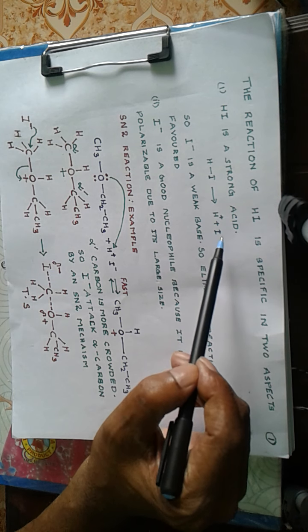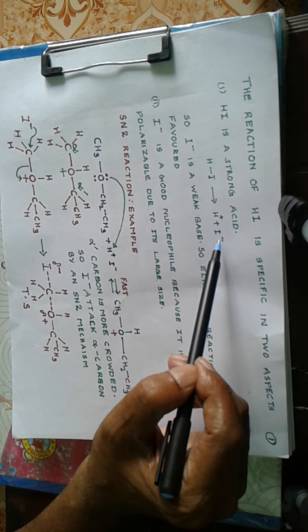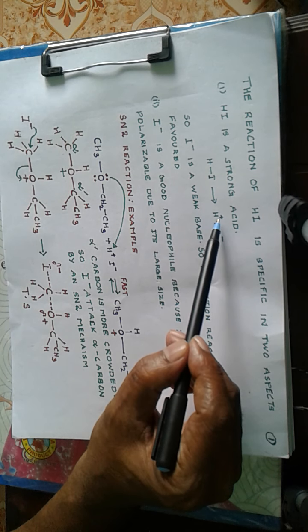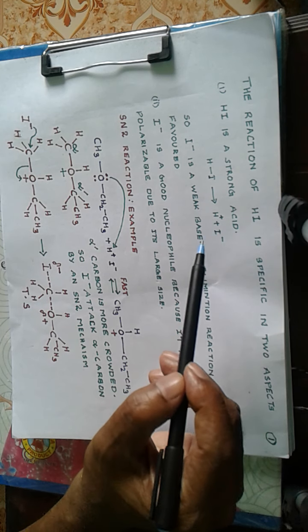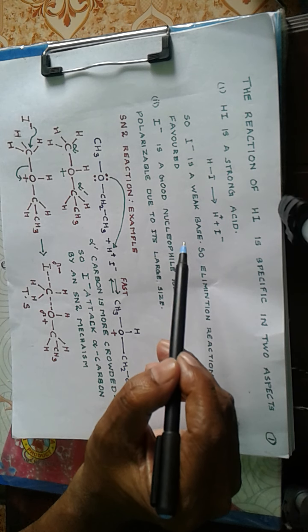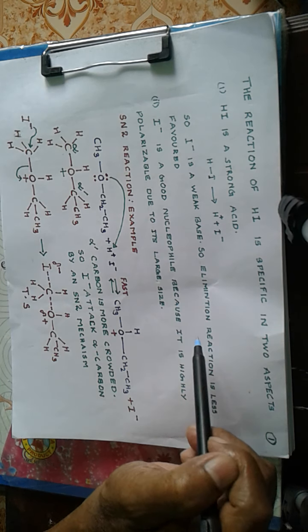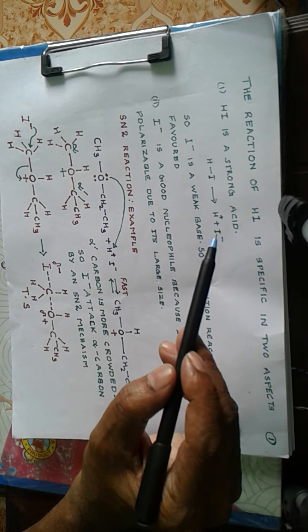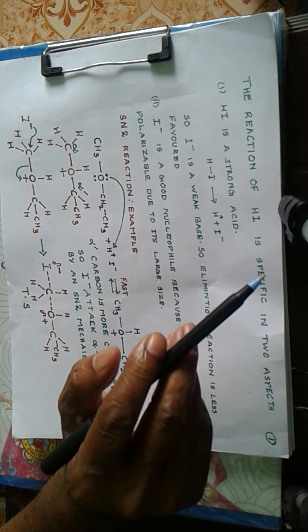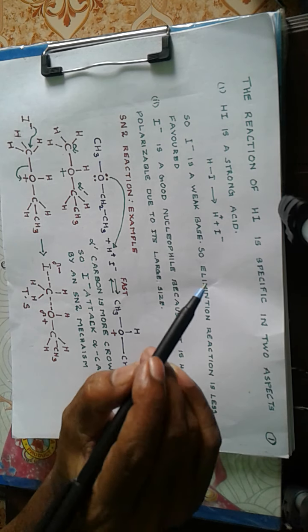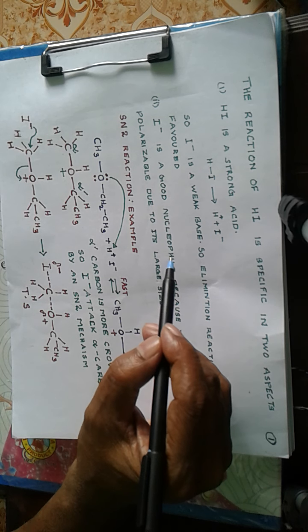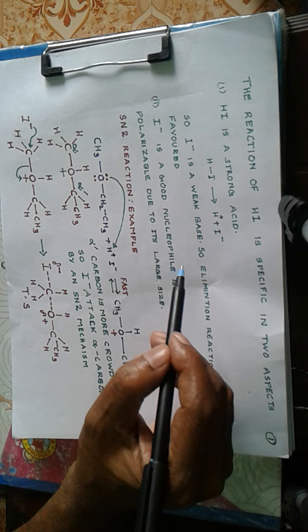That is one reason. Another reason is that I minus is a weak base, so it will have a lesser tendency to combine with the H positive to give back the acid. Since I minus is a weak base, elimination reaction is less favored by I minus. Now iodide ion is a large ion, so it is highly polarizable, meaning its electron cloud can be easily distorted by a positive carbon. So this also favors the nucleophilic reaction over elimination reaction.